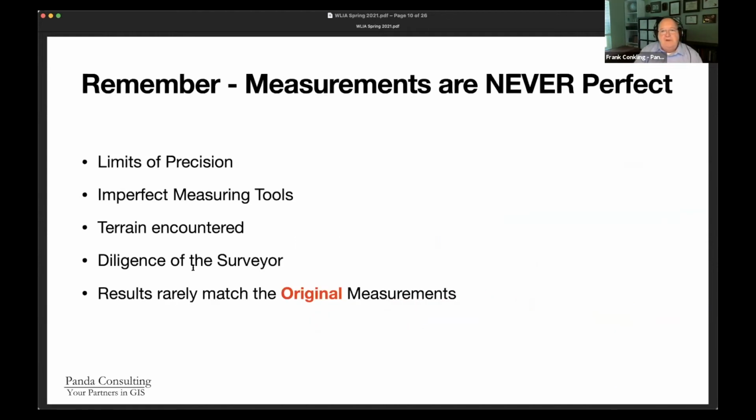So the next element we need to think of is that, remember, measurements are never perfect. Never, ever perfect. If you're going to throw something out, the first thing you want to throw out is a measurement, right? Because there are limits on precision. The way things were measured previously are not the way things are measured now. You have imperfect measuring tools.